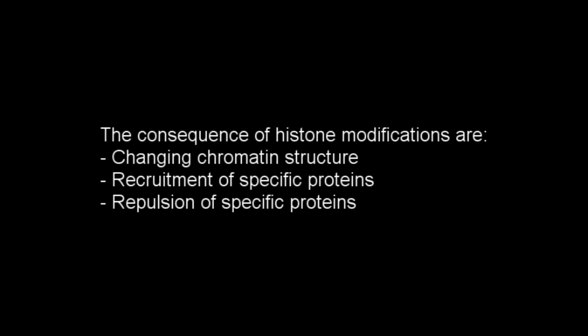There is a crosstalk between modifications. Histone modifications influence each other. For example, acetylation of H3S10 will disable the ability to methylate H3K9. The consequences of histone modifications are change in the chromatin structure, recruitment of specific proteins, and repulsion of specific proteins. The type of modification: acetylation, methylation (mono, di or tri), phosphorylation and ubiquitination, and the position of the modified amino acids in the histone tails determine which proteins will bind.